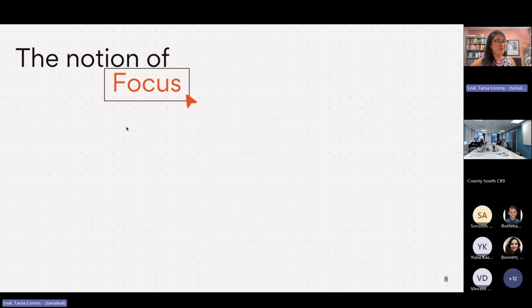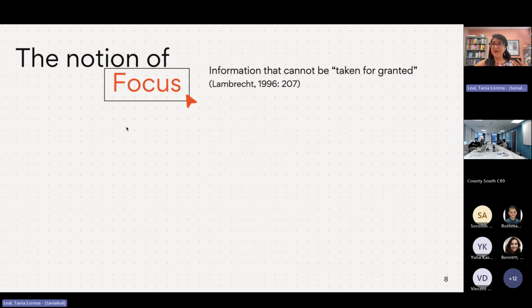So in the interest of being academic and formal, let's start with a formal definition of focus. I like a couple of definitions, and Lambrecht's definition I think is great. Basically, for Lambrecht, focus is information that cannot be taken for granted. It's unpredictable, it's pragmatically non-recoverable. In short, it's what updates the listener's knowledge in the conversation.